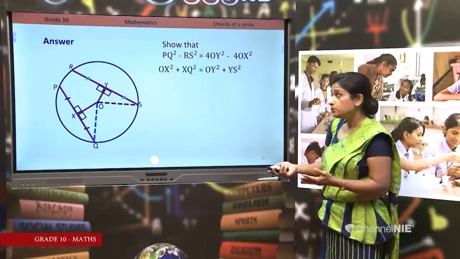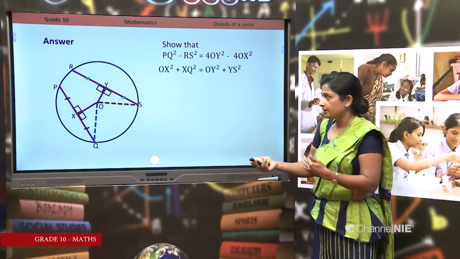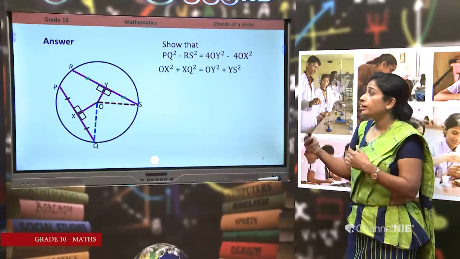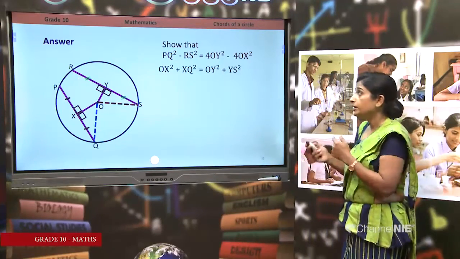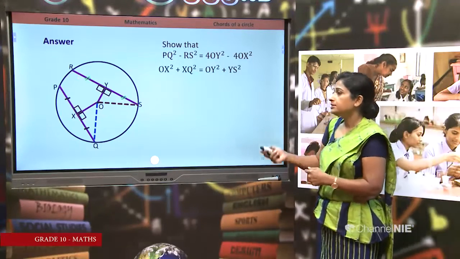XC is equal to half of PQ. We have built up that, and we have built up YS. YS is equal to half of RS. We have built up the beginning of the sum. So, we can substitute those things into this relationship.